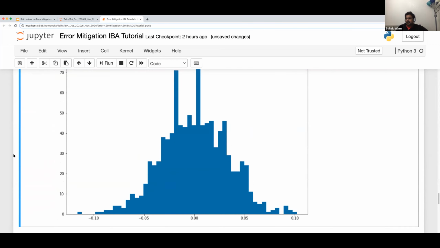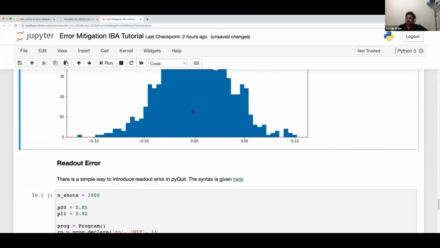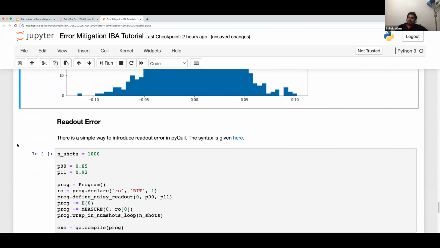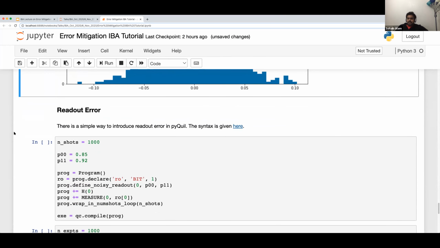And, indeed, this kind of throws it off a little bit, but hopefully this is convincing enough that indeed there is a bell-shaped curve and it is centered around 0, right? Okay, good. So now let's see what happens if we introduce some readout error on our qubits, right?